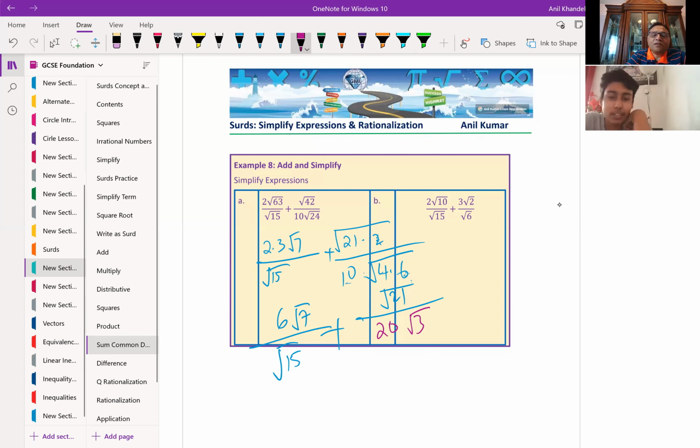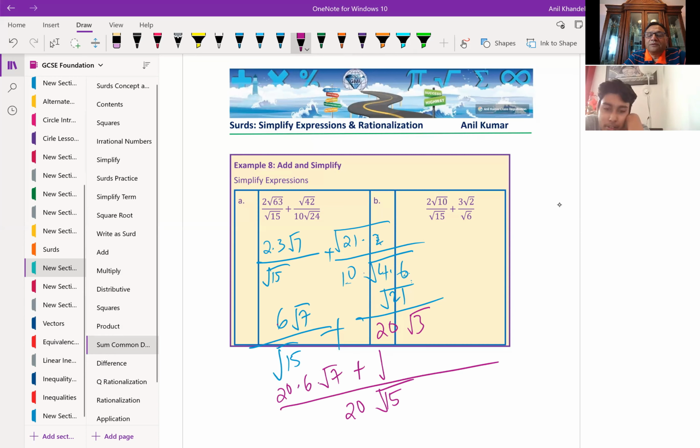Yes, sir. Now the common denominator could be 20 square root 15. So we'll have to multiply this with 20, right? So we get 20 times 6 times square root 7 plus. We'll multiply this by 5. 5 square root, right? So 21 times 5. Is it okay? Okay, sir. So that is what our answer is going to be. So it becomes complicated when you work with such expressions in general. You get the idea, right?